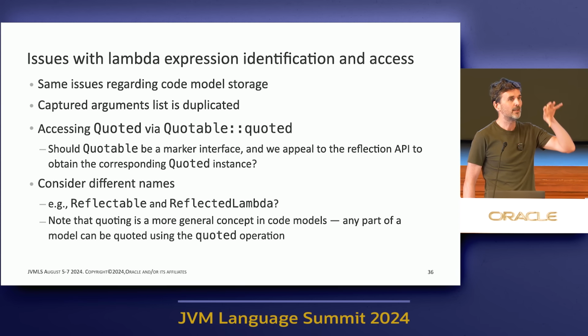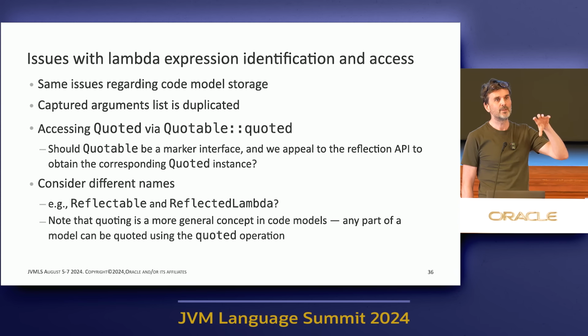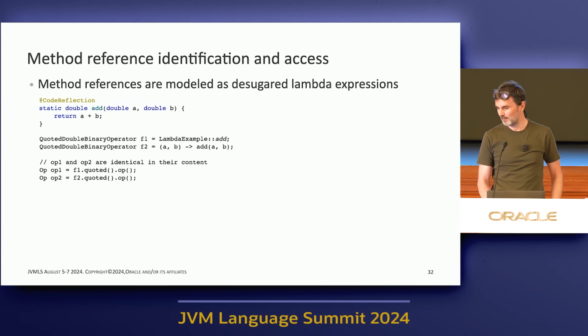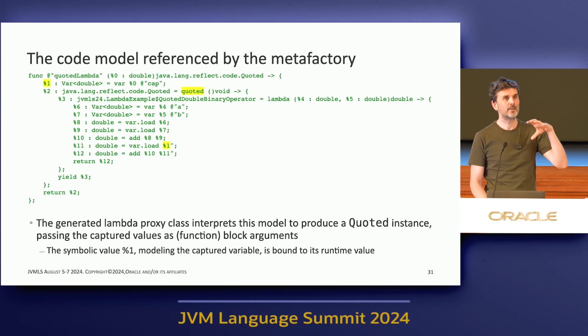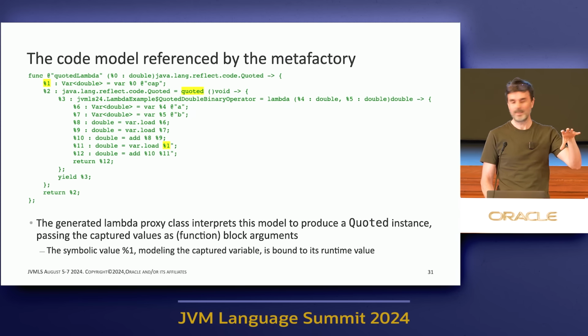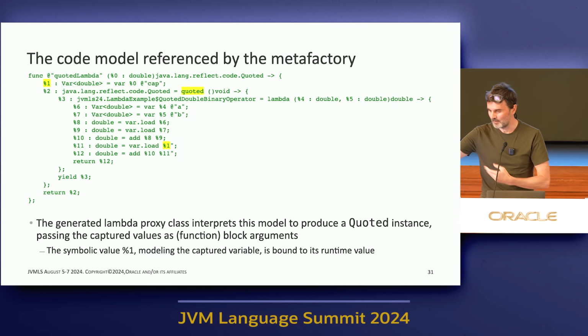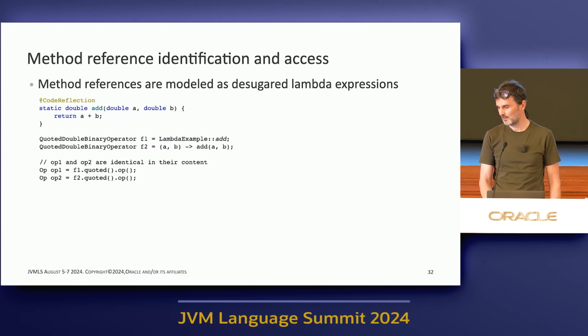So if you noticed in the serialized form of the lambda that was stored in the class file, I'm using a quoted op. So the concept of quoting in code models is important for modeling the lambdas. And so we use quoted to say the behavior of quoted means return me the model that I'm encapsulated inside here. Do not run me, effectively.